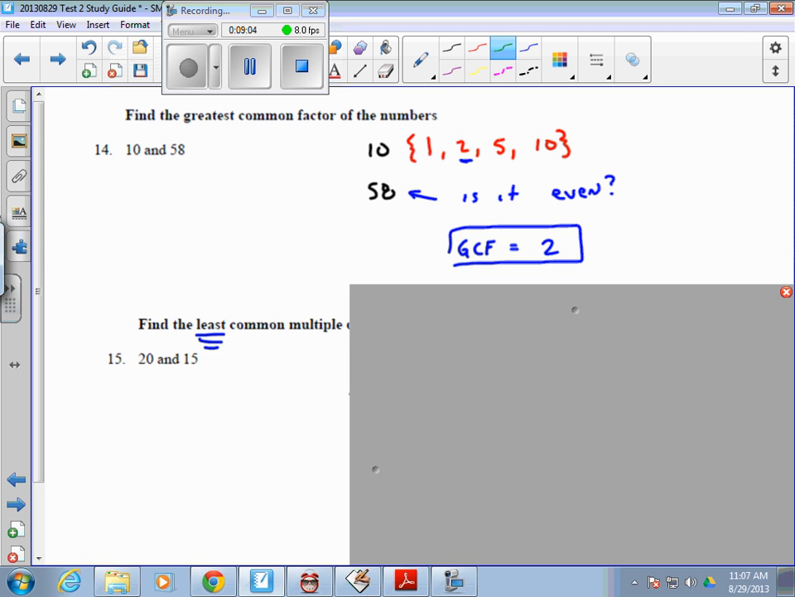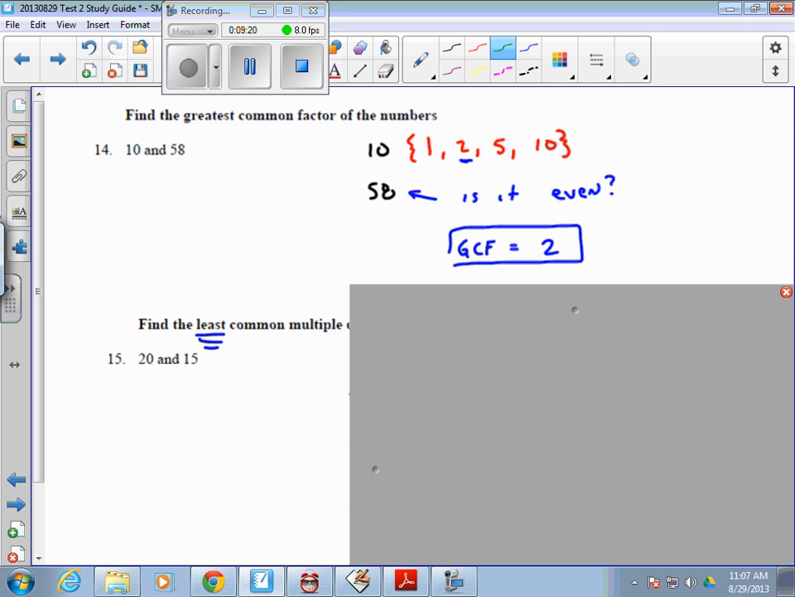Is 58 even? Yes, it is. So we know 2 goes into it. See if 5 goes into it. No, it doesn't. 5 times nothing gives you 58. Neither does 10 times anything. So your greatest common factor, even though it's a small number, is 2.